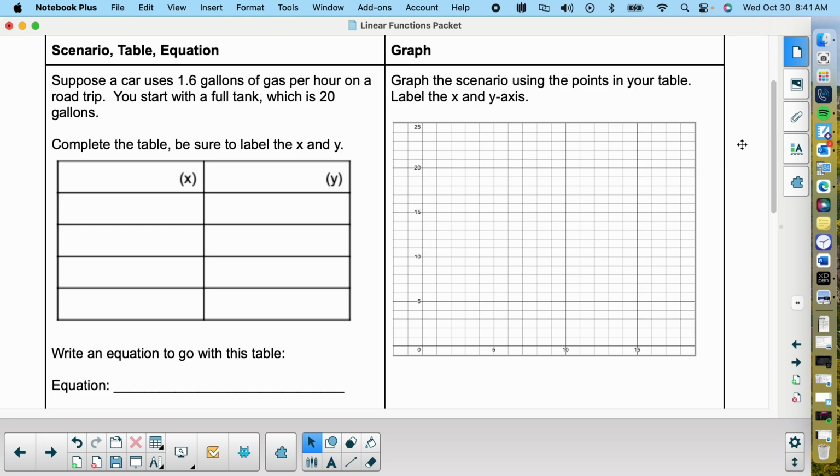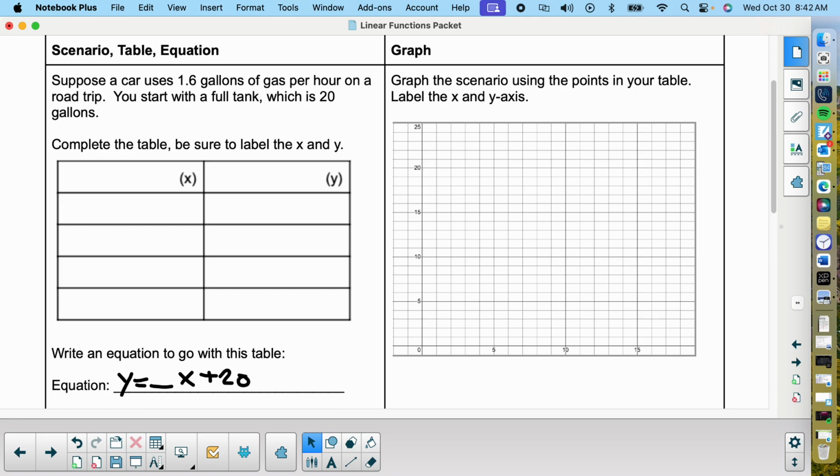Bridget, what's the starting amount in that situation? How much gas do we start with? 20. Excellent. The starting amount of gas is 20 gallons. So at the very bottom where it says equation, we're going to write y equals, and then leave a blank spot, x, plus 20.